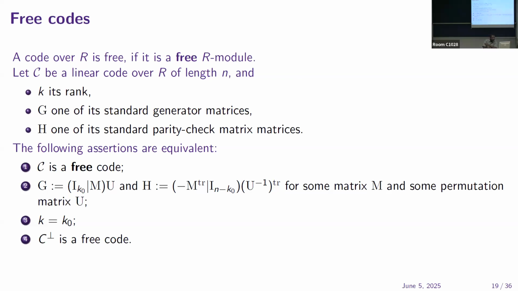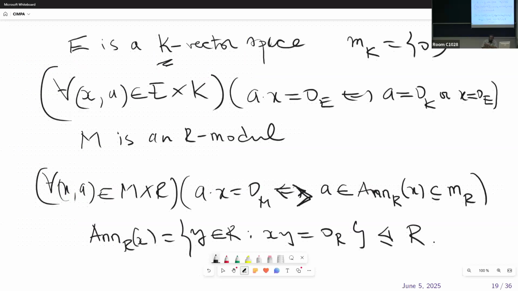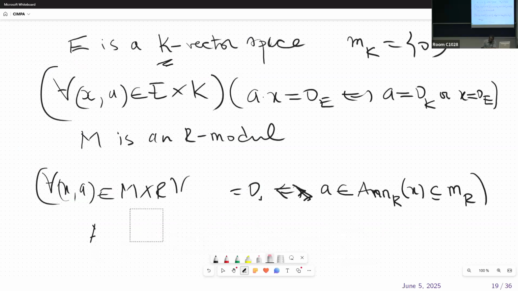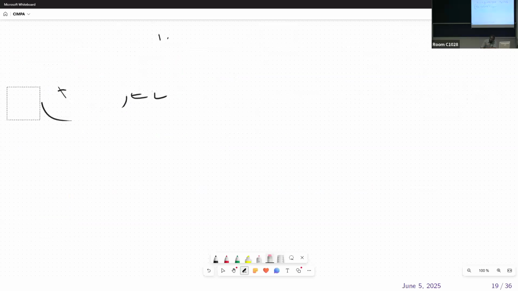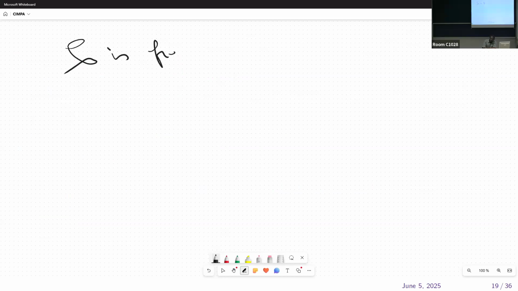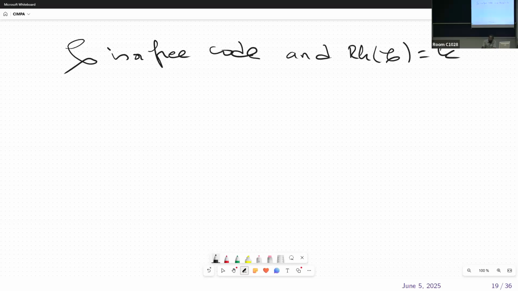For example, okay. Another characterization of the free code: C is a free code and the rank of C is k, so C is a free code over R.